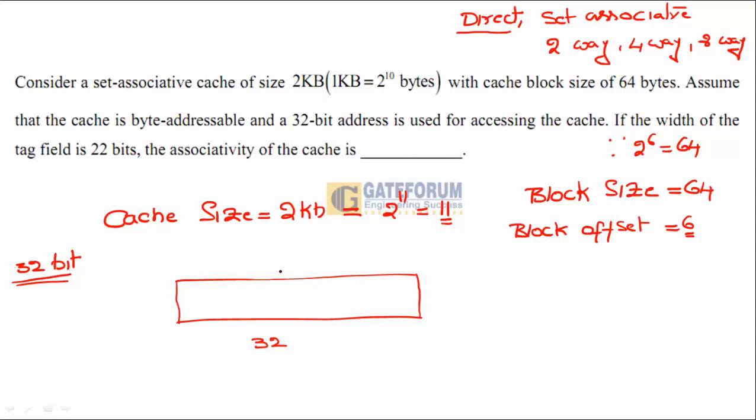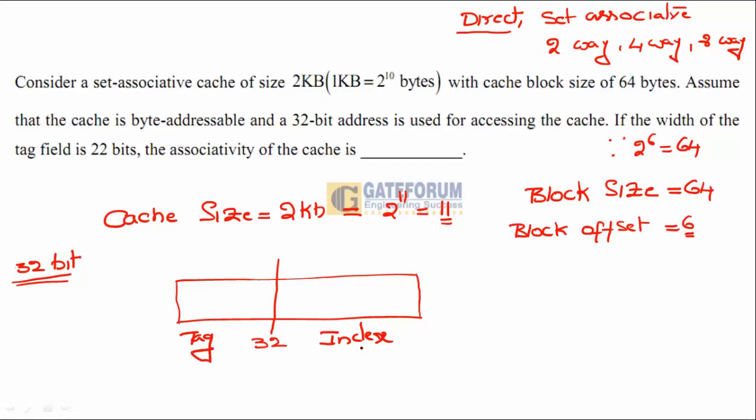Initially, we divide the total address into 2 fields. The first one is the index field, and the second one is the tag field.